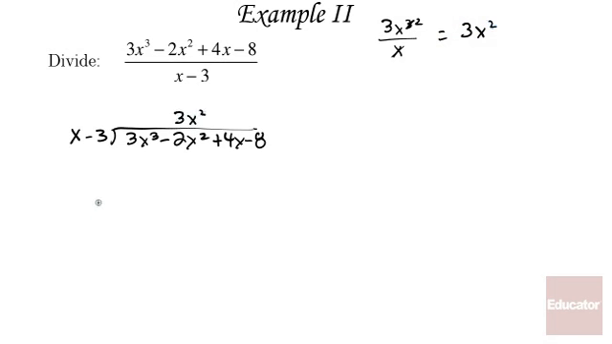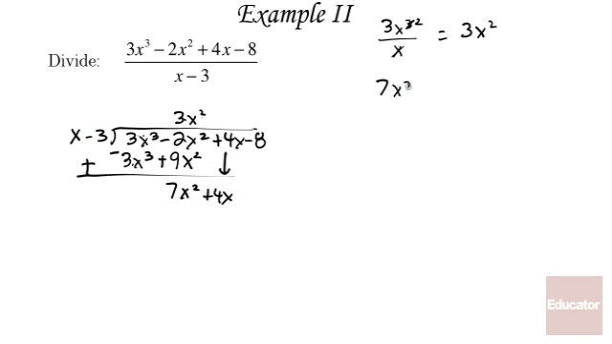So I divide it. Now I'm going to multiply. 3x squared times x is 3x cubed. 3x squared times negative 3 is negative 9x squared. Now I'm subtracting, and that is the same as adding the opposite. So this becomes negative, this becomes positive. These cancel out. So I have negative 2x squared plus 9x squared is 7x squared. Bring down the next term, and then divide again.